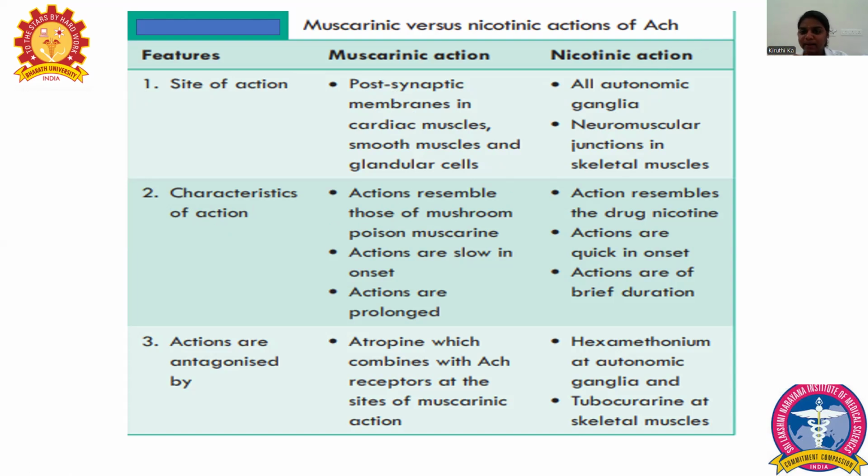Nicotinic action actually resembles the drug nicotine. Actions are quick in onset, whereas muscarinic action is slow. Actions are also of brief duration. And muscarinic actions are antagonized by atropine, which combines with the ACh receptors at the site of muscarinic action. For nicotinic action, the antagonists are hexamethonium at autonomic ganglia and tubocurarine at skeletal muscle.